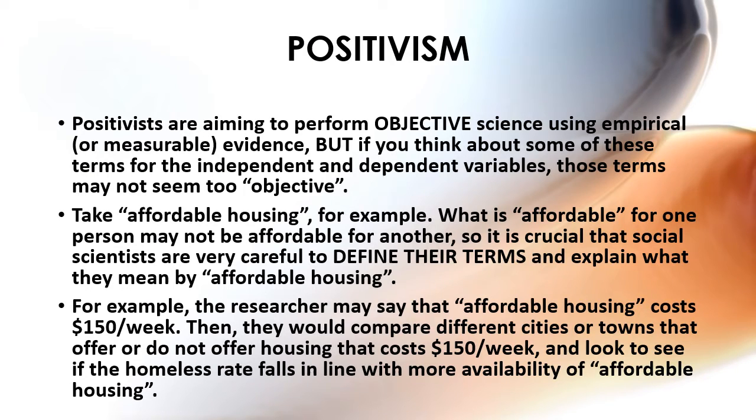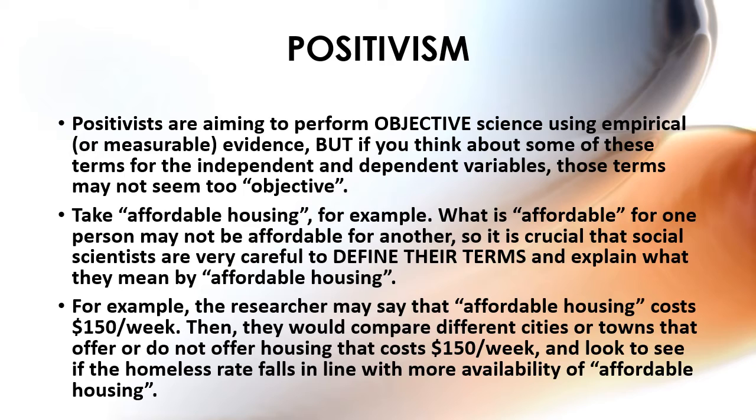So positivists are aiming to perform, again, objective science using empirical or measurable evidence. But if you think about some of those terms on the last slide for independent and dependent variables, those terms may not seem too, quote, objective. Take affordable housing, for example. What is affordable for one person may not be affordable for another. So it's crucial that social scientists are very careful to define their terms and explain what they mean by affordable housing.